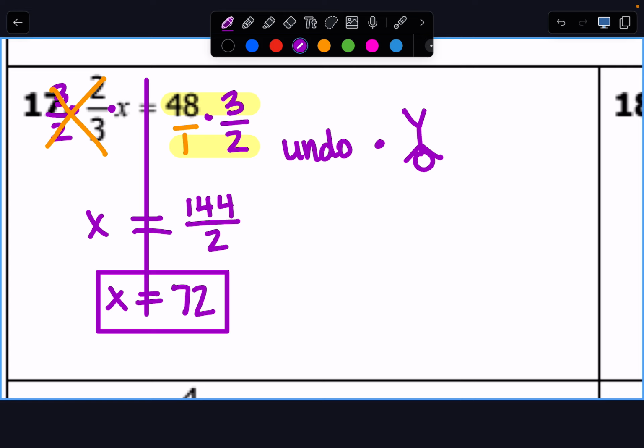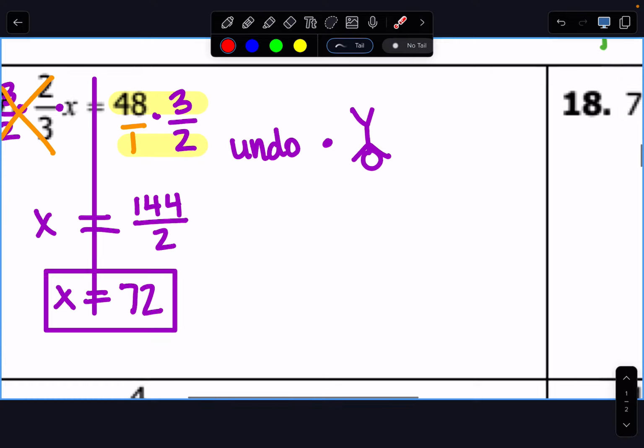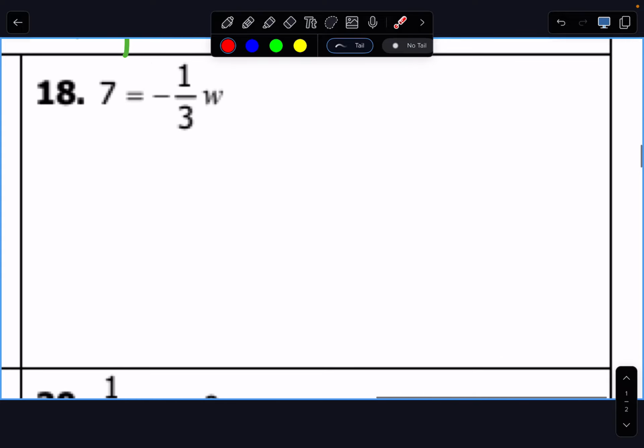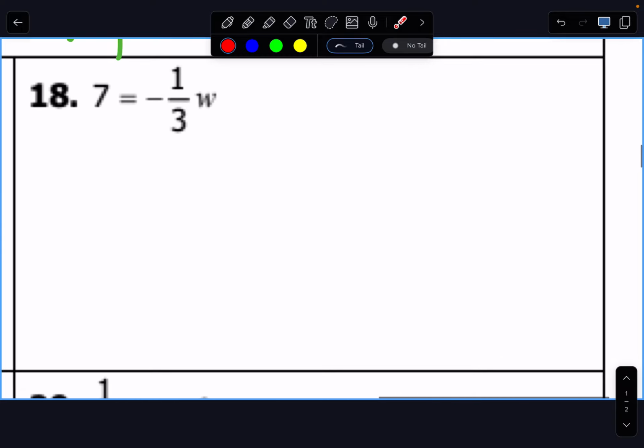Okay, let's review what we did. 2/3 was tied to x by multiplication. So to undo multiplication, we know we need to divide. But dividing by 2/3 is the same as multiplying by its reciprocal 3/2. So we took 48 times 3/2 once these canceled out. Okay. Isn't that so cool? It's like magic. I don't like it. It makes my head hurt.